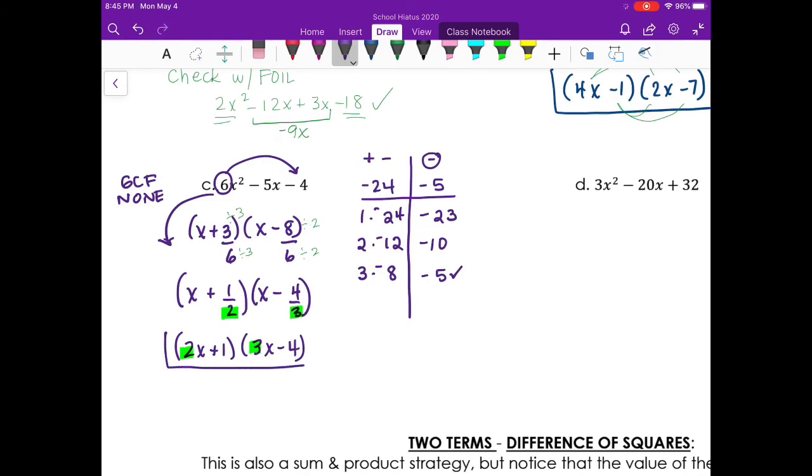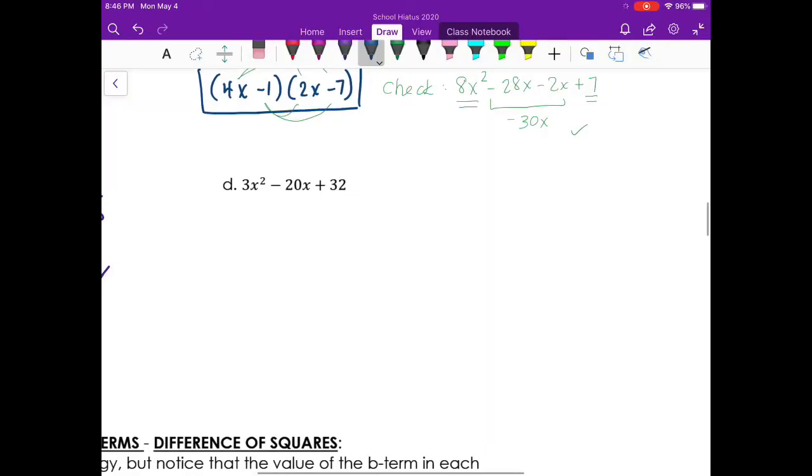So these are our factors, and then we'll just check the reasonableness of our answer and make sure that it makes sense. So 2x times 3x is 6x squared. 2 times negative 4, that's negative 8x. 1 times 3, that's positive 3x. And 1 times negative 4, 6x squared, negative 4 at the end. And these two add up to negative 5x. So it works.